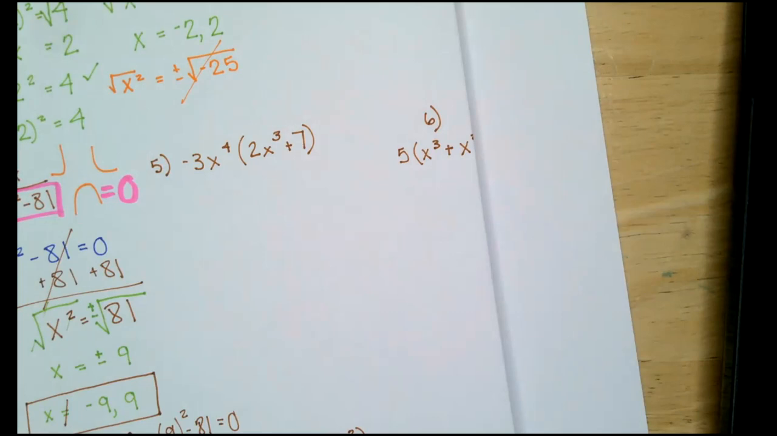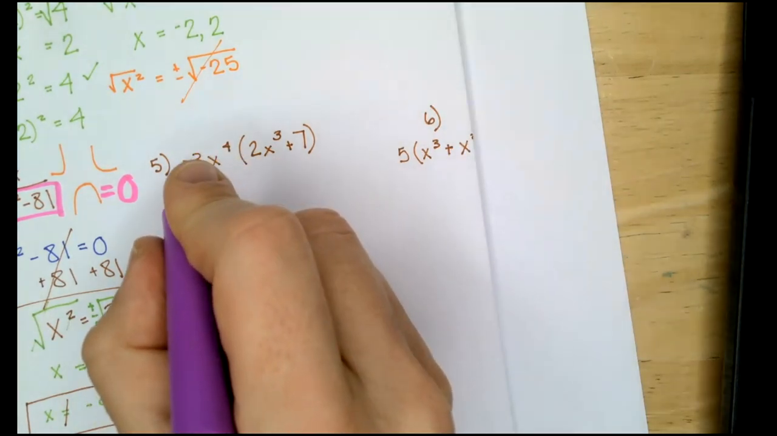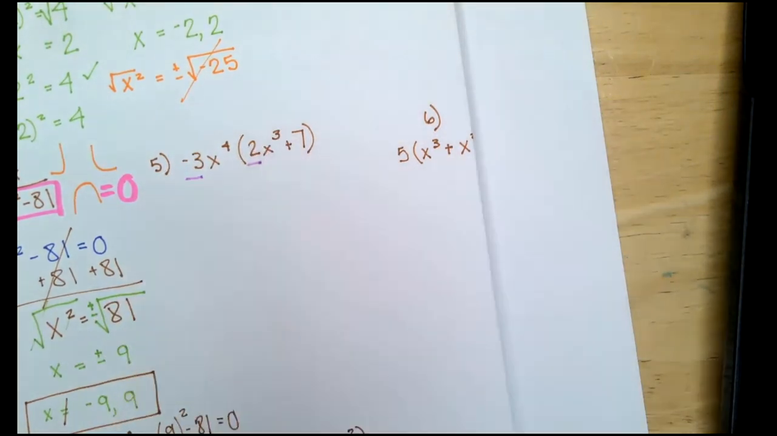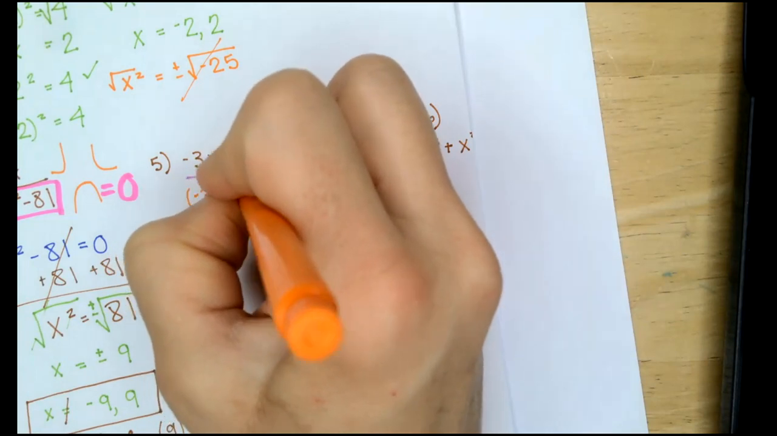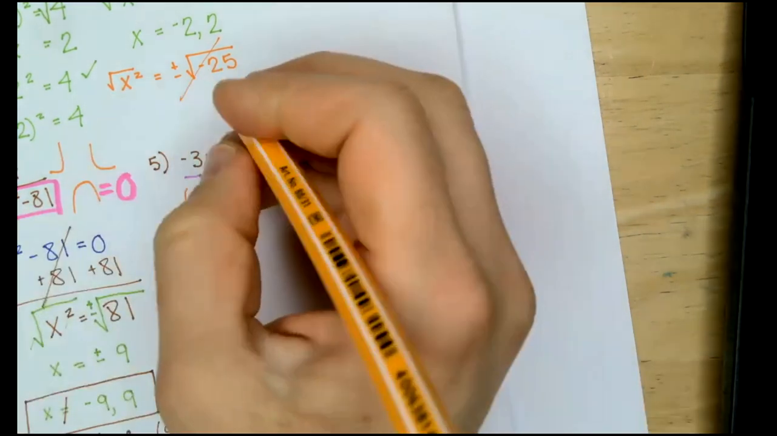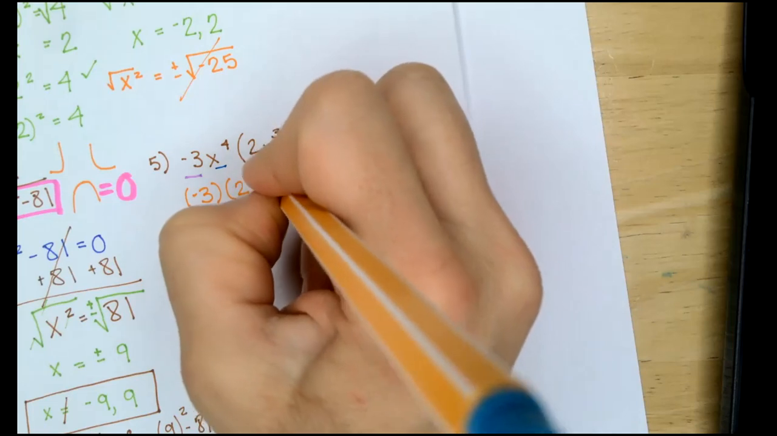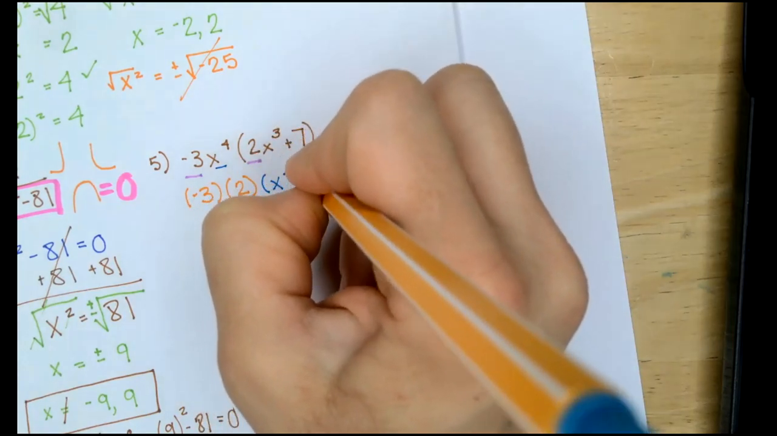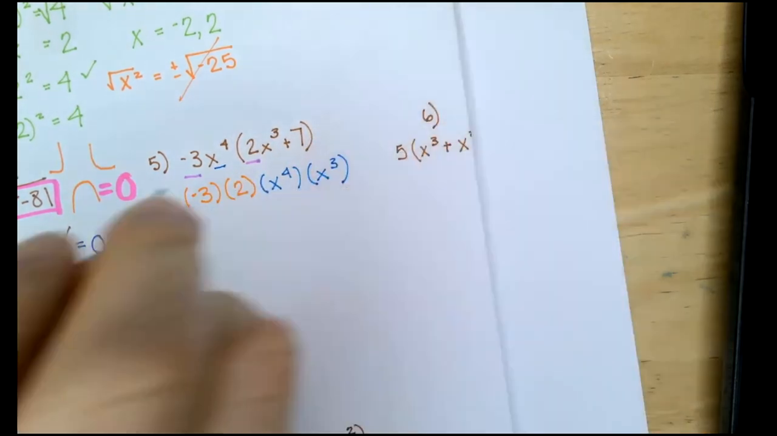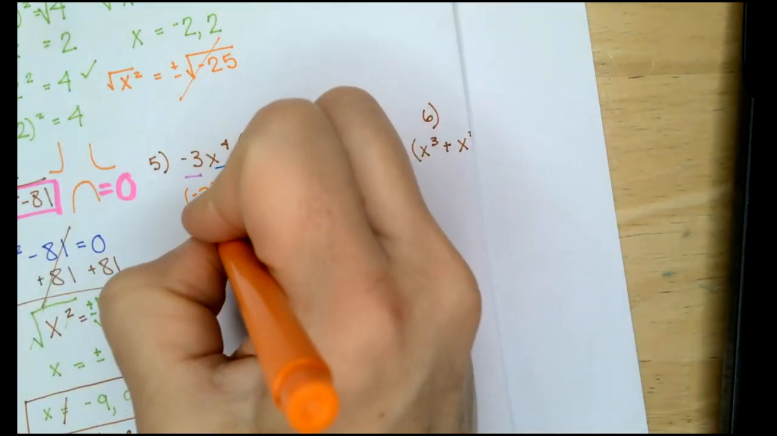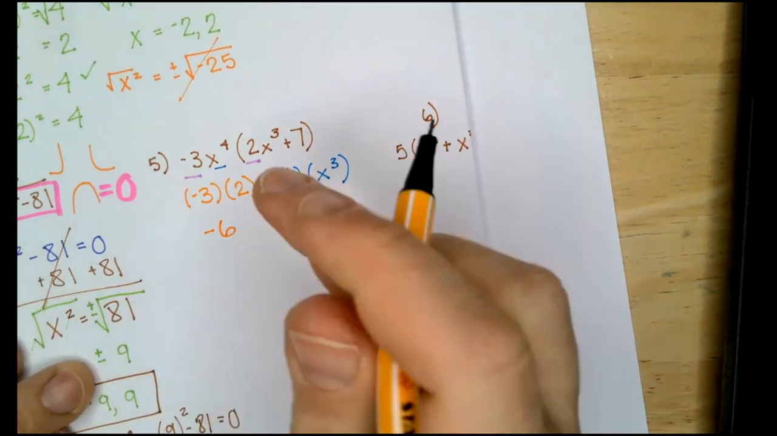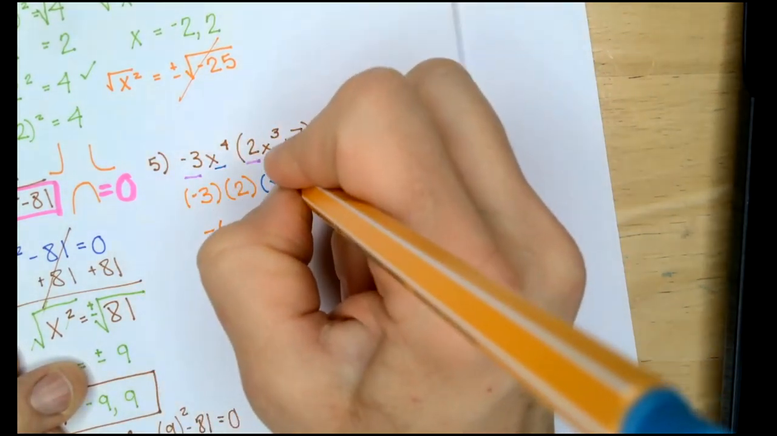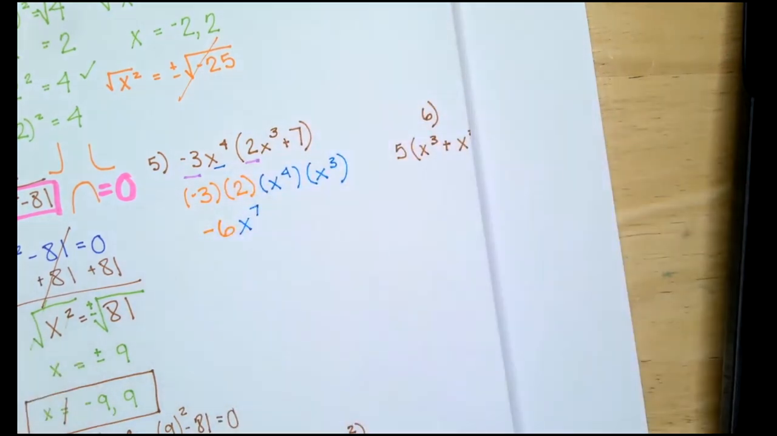Same thing down here. Here we have a -3 times a +2. And then we have an x to the 4th times x to the 3rd. A negative times a positive is a negative, so it's going to be a -6. Remember, when you're multiplying exponents, you keep the base and add them. 4 and 3 is 7.